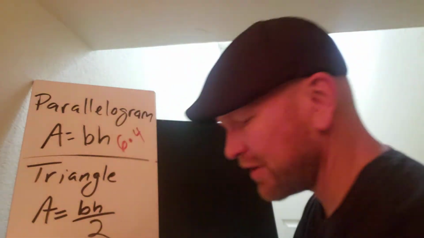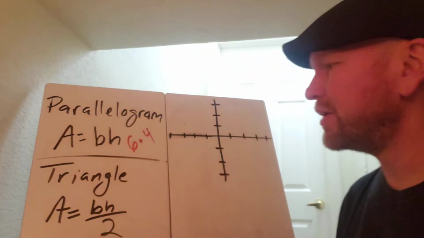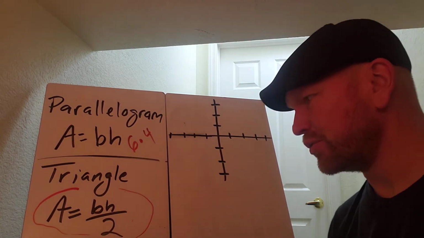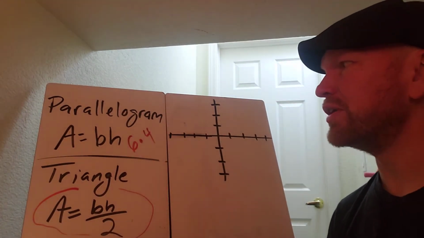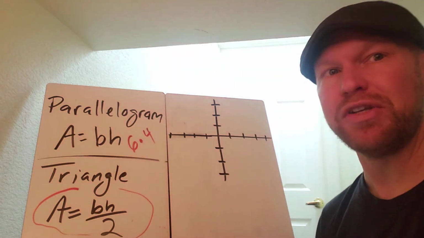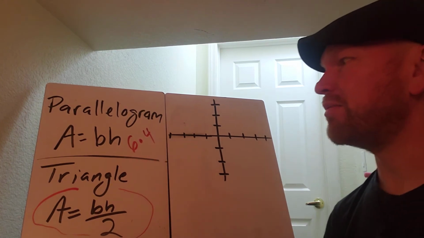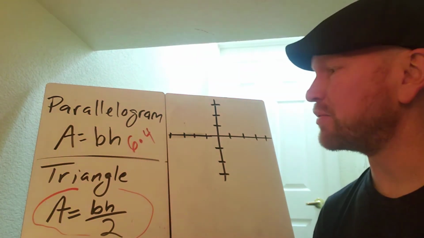Okay, so now let's do the same thing for the triangle. However, for a triangle, it's going to be base times height divided by 2. So if I try to make the base 6 and the height 4 again, 6 times 4 is 24, but divided by 2 is only 12. So I'm not going to look for two numbers that multiply to make 24. I'm going to look for two numbers that if you multiply them and divide them by 2, that equals 24.